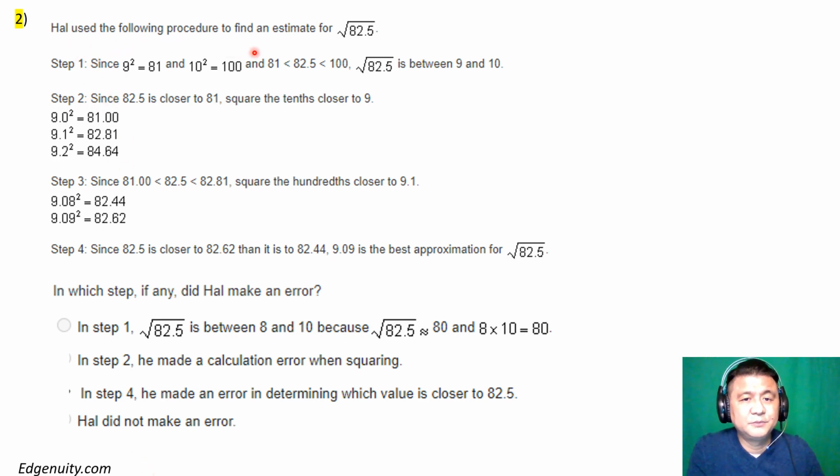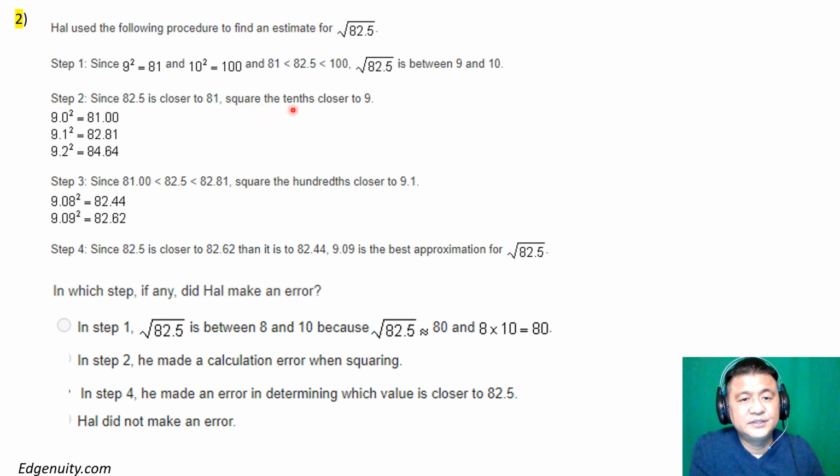Hal used the following procedure to estimate the square root of 82.5. Since 9 squared is 81 and 10 squared is 100, 81 is less than 82.5 is less than 100, you know it's between 9 and 10. But we want to know if it's nearer 81 or nearer 100. So it looks like 82.5 is near 81. That's correct.